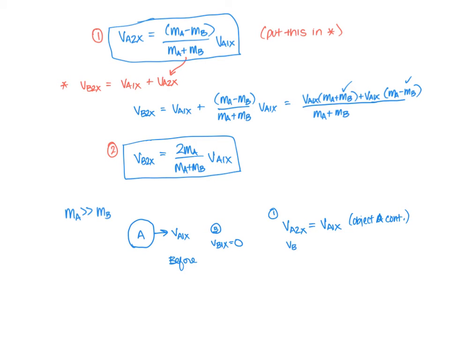And the velocity of object B, again, if we neglect the mass of B compared to the mass of A, and that would be in the denominator, this is going to be about twice the velocity of A. So it will acquire momentum because it got hit by this really giant object.